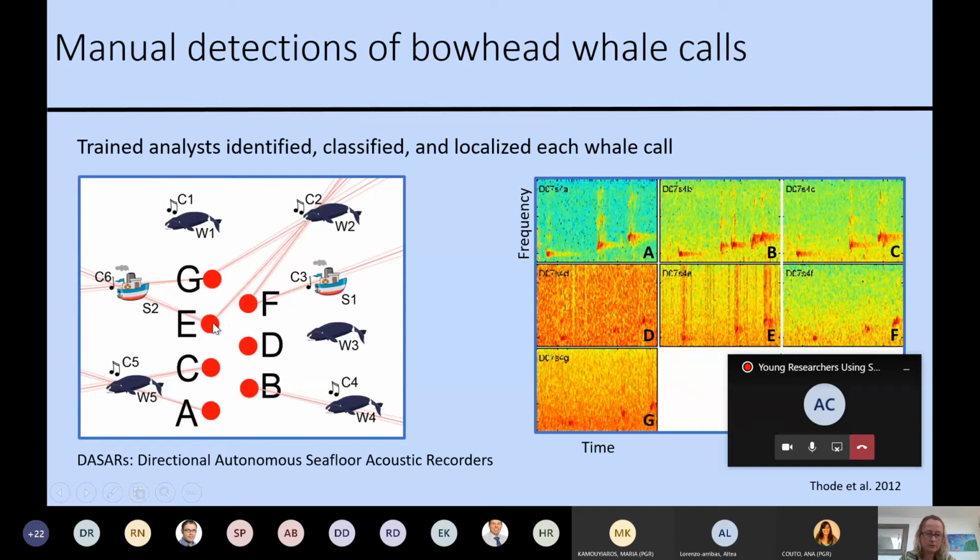So these sensors, these DASARs, they measure the angle from the incoming call, and once you have 2 or more angles, you can actually localize where that call was coming from. The way this is done usually is human observers look at the spectrograms from the 7 different channels and compare, okay, was this call detected on the other DASARs, and so on. So this is where this data comes from.